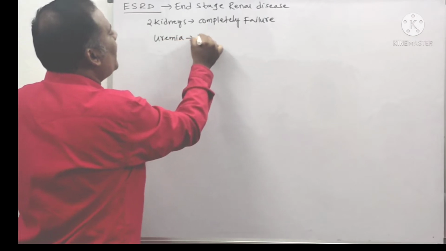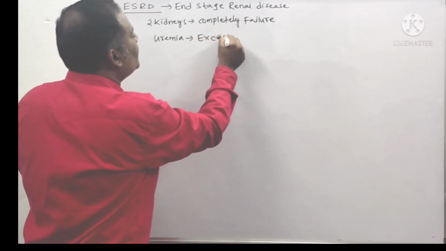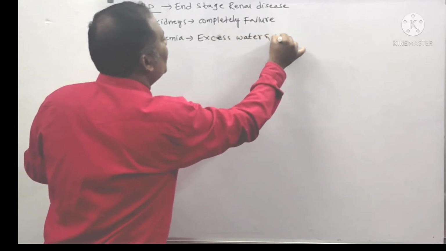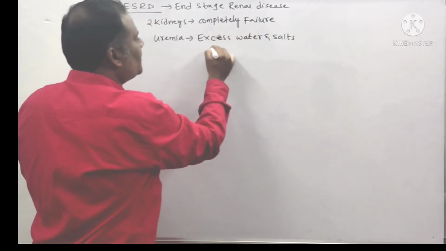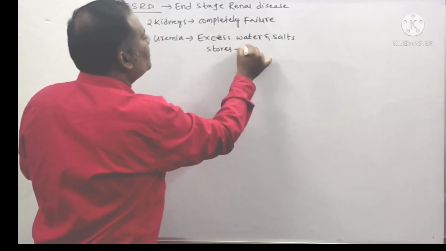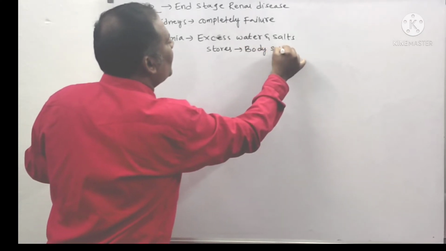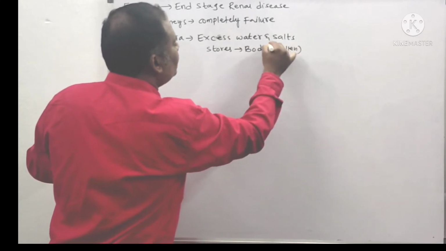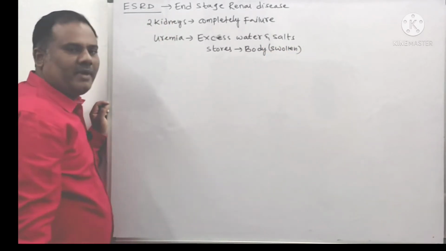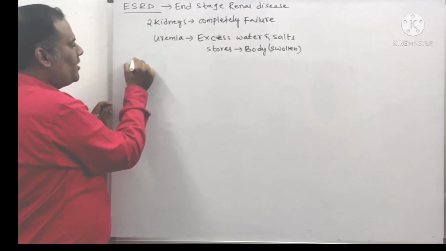What is that? Uremia. It means the excess amounts of water and salts will be stored in the body, and the water stored in the body leads to swelling, that is, the swelling of body parts. That condition is called uremia. So there are two options to cure the disease.